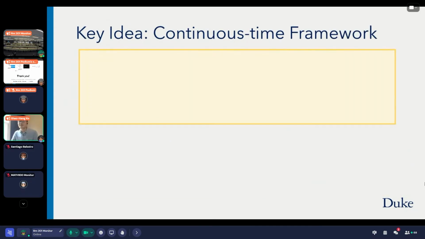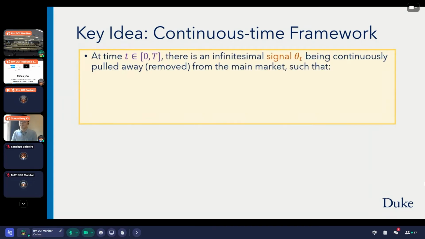So let me introduce the idea behind our continuous time framework. Instead of thinking of the signaling scheme as a function that just maps the prior to the signals, we think of it as a continuous time process in which probability masses of buyers are gradually moved from the prior to the signals. So at any time during this process, there's always some signal being continuously pulled away.